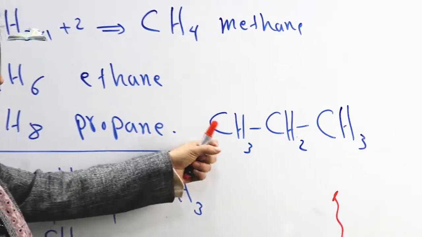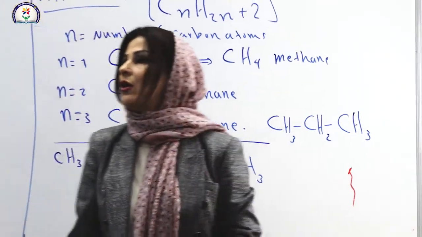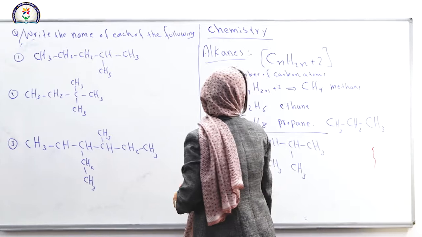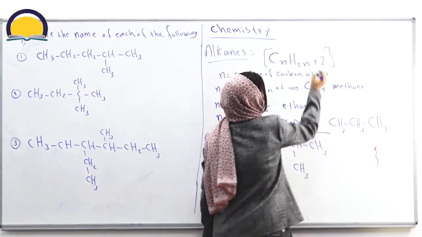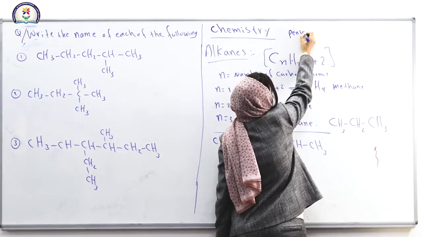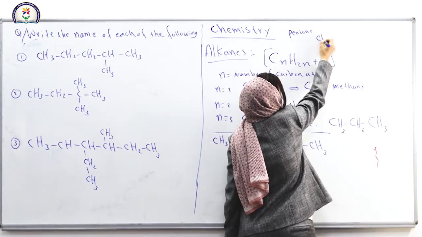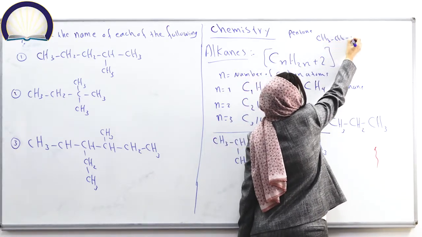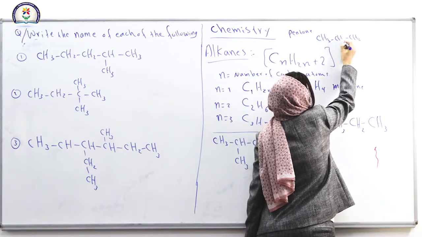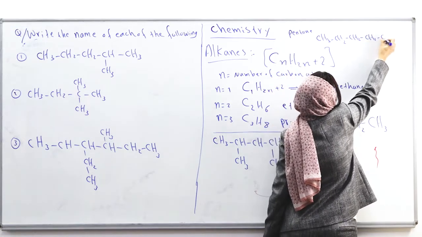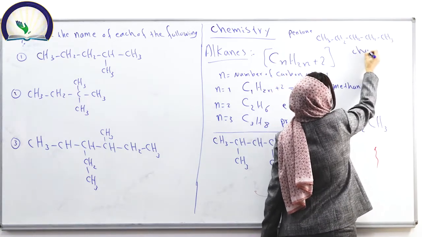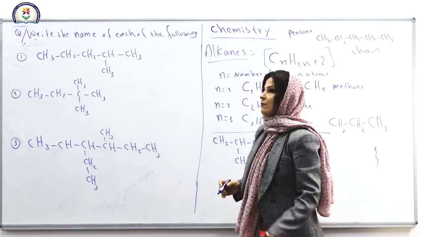This is the chain. We can write the chain, or like we also have pentane, write the chain: CH3, CH2, CH2, CH2, CH3. This is the chain. You have to know.